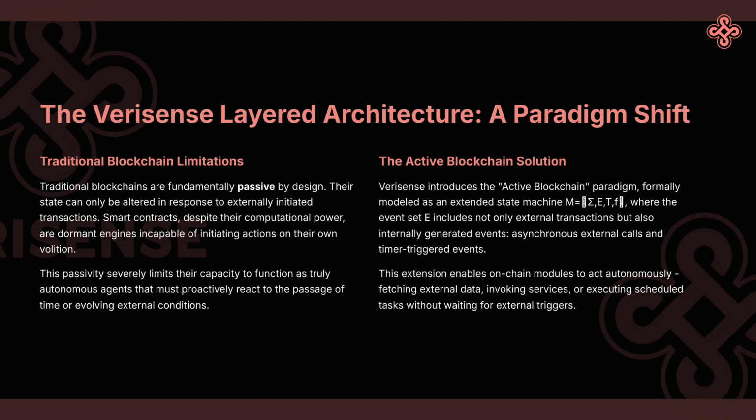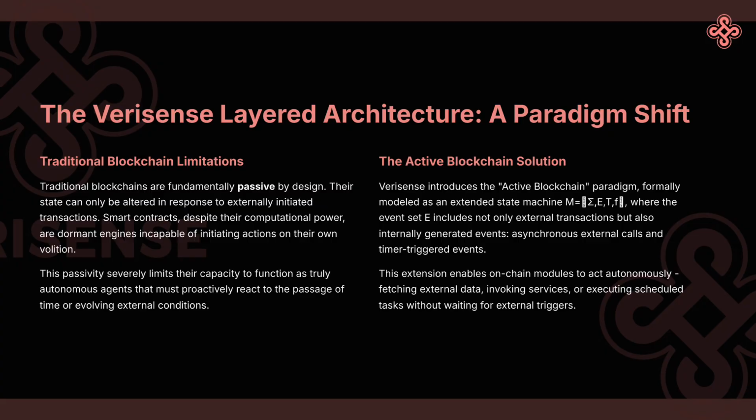This passivity poses a significant limitation, restricting their ability to act as fully autonomous agents, capable of responding proactively to the passage of time or changes in external conditions. Verisense tackles these limitations by introducing the concept of the active blockchain, which represents a fundamental shift in blockchain design. An active blockchain expands the traditional state machine model to naturally support proactive on-chain execution. This is represented as an extended state machine, where the event set E includes both external transactions and two new types of internally generated events: asynchronous external call events and timer-triggered events.